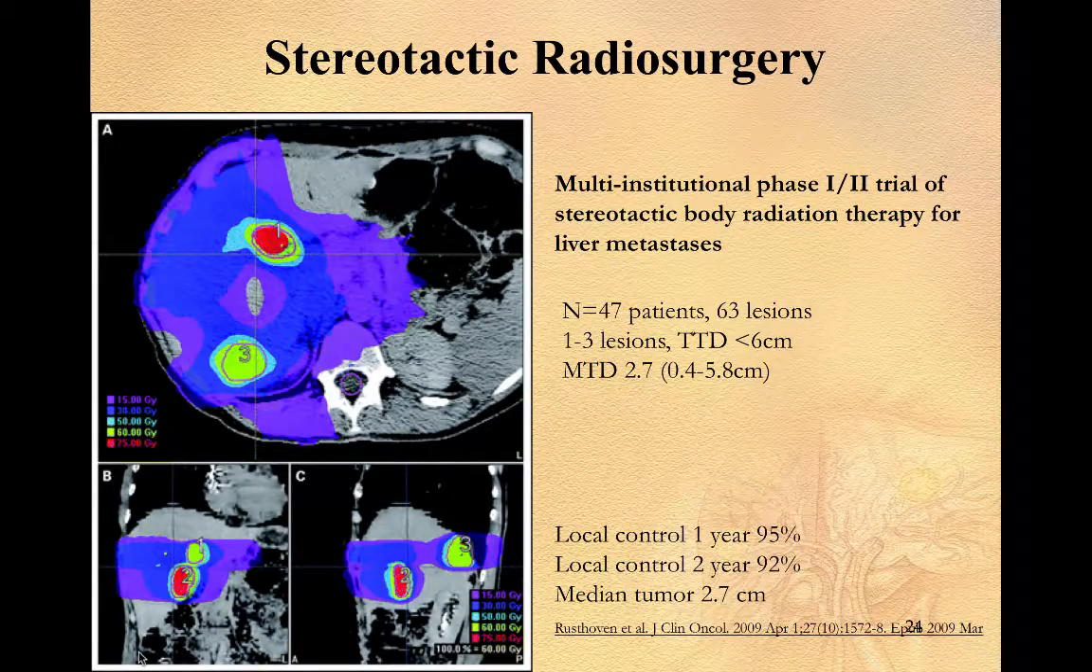Stereotactic radiosurgery. This is external beam radiation therapy, and this has advanced significantly over the years. They weren't able to target very well. Now there's multiple beams of radiation coming in with a robot swinging it around. It's very good local control for smaller tumors, 1 or 2 tumors, and very reasonable to consider for liver therapy.